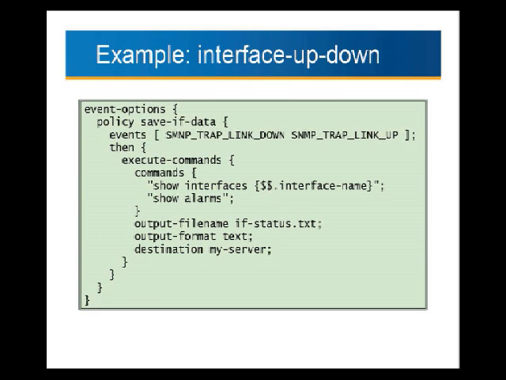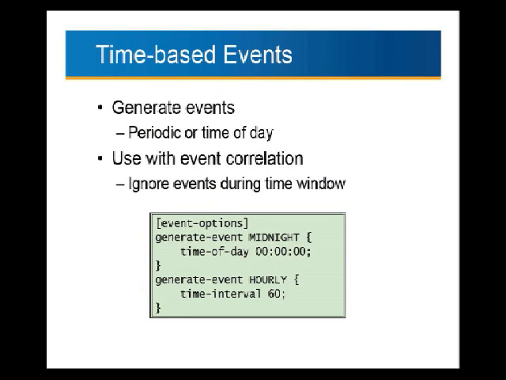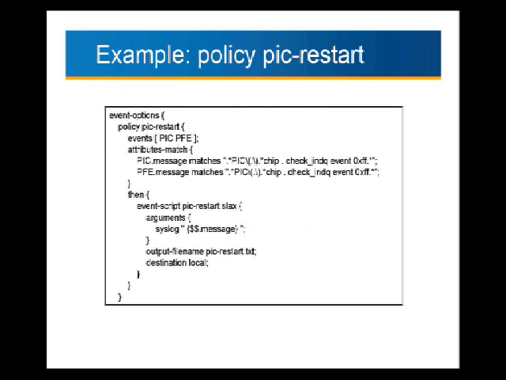Here's a simple event policy that retrieves information when a SNMP link up or down is seen. You can also do time-based configuration, mimicking cron. Do time of day or interval timers. You generate an event and then you attach that event to a script or an event policy.